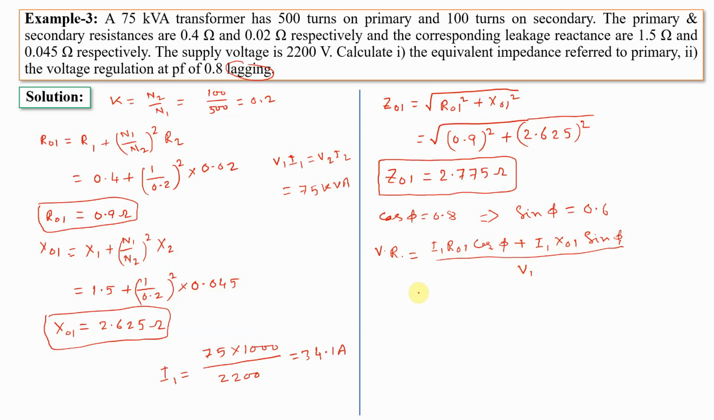But the voltage regulation can also be calculated in terms of the primary side value. So here we have used the primary side value. The value of I1 is 34.1, R01 is 0.9, cos phi equal to 0.8, plus again I1 is 34.1, X01 is 2.625, and sin phi is 0.6, upon V1. It is given as 2200.